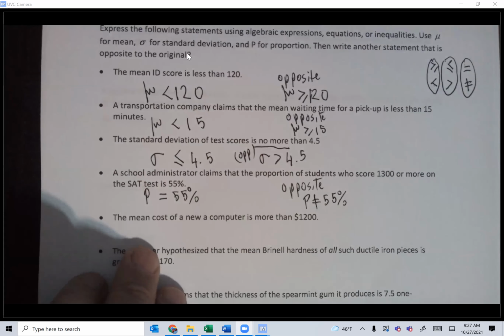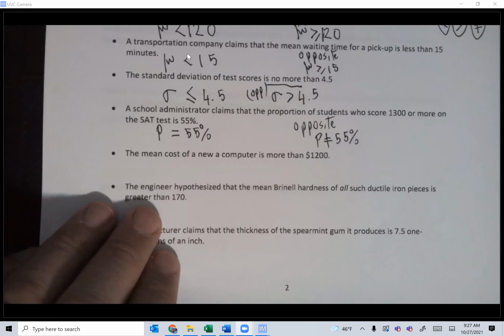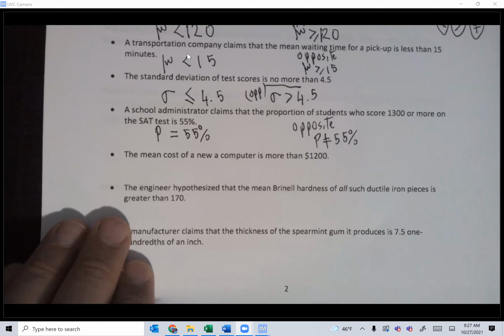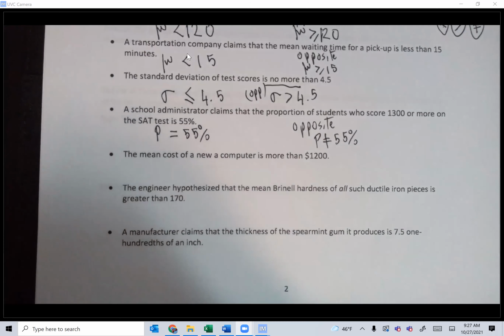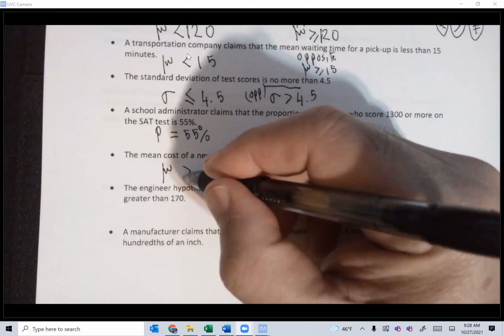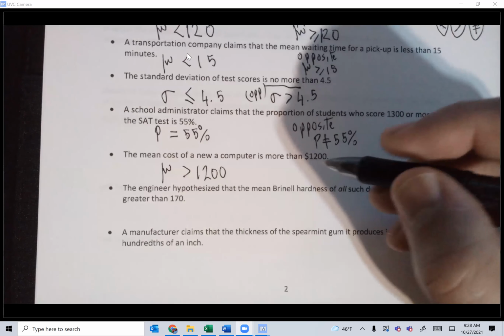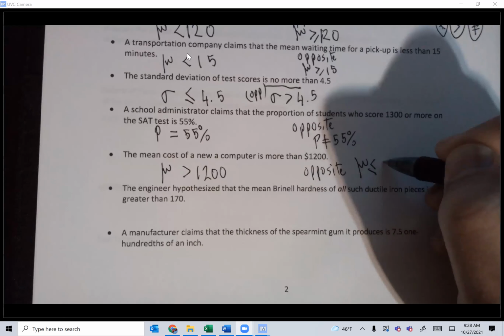Three more. You see, I'm putting in lots of examples on how to state the null and the alternative later, because that's a very, very important step. Because if you state your claim wrong, you will be doing all the work based on a wrong claim. So you need to understand how to state the null and the alternative hypothesis. The mean cost of a new computer is more than $1,200. So mean, that's the sign. And then the opposite, guys, will be mean less than or equal to 1,200.